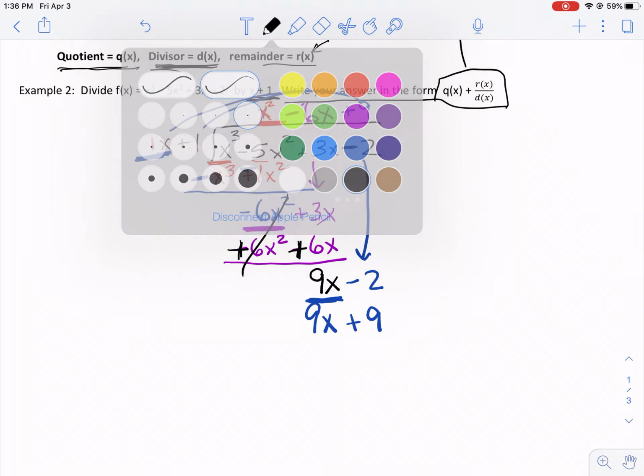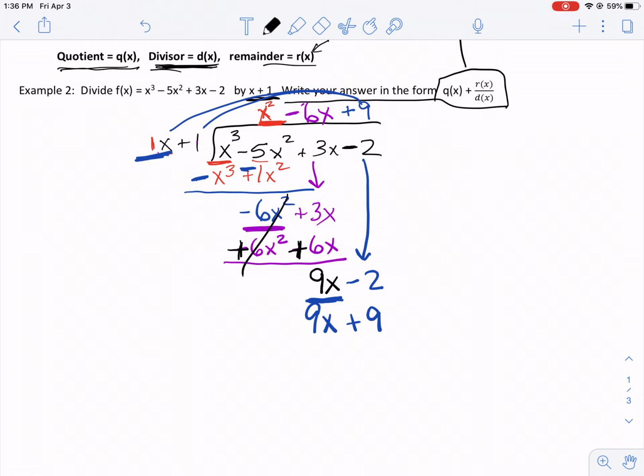Don't get too excited that you're close to the end of the problem. A lot of people stop now or do something really silly. You're not done yet. You need to subtract both of these. To subtract, you change both signs and do what it says. 9x minus 9x cancels. Negative 2 minus 9 is negative 11. And we are done because there are no more terms to bring down.